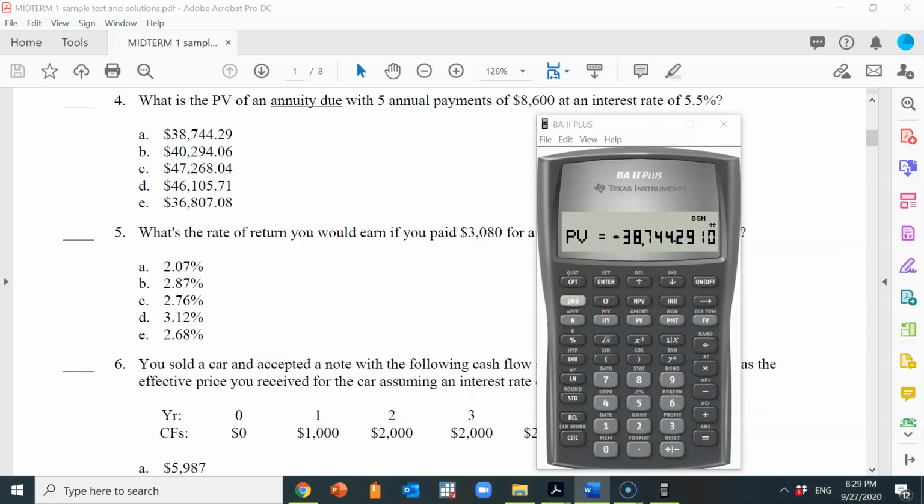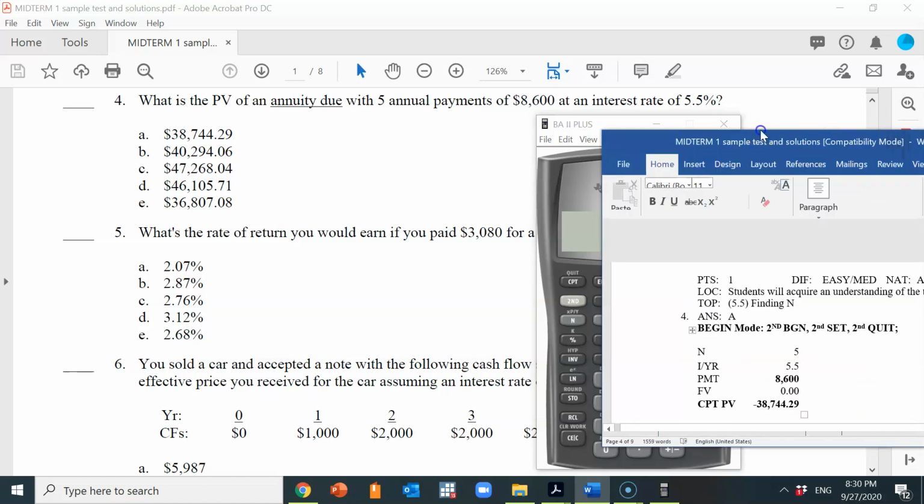Remember, after you work this question out, most of the questions we have are for ordinary annuity. So let me change back to end mode after I finish an annuity due question, by pressing second begin, second set, second quit until you see nothing on the screen. Now I'm back to end mode.